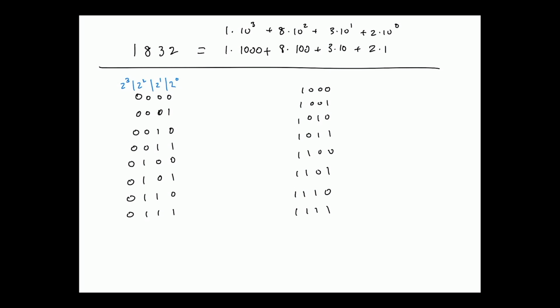Let's go back to our seven. I have one in the ones place, one in the twos place, one in the fours place, and zero in the eights place. Okay, and four plus two plus one is seven. Okay, are we convinced? Yeah? Okay, so same thing over on the right.